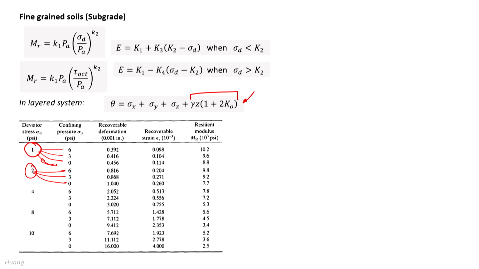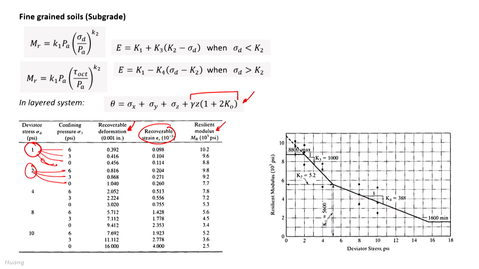Here also we do the same thing, we see the changes in dimension of the sample, and we can calculate the recoverable deformation. And how is the machine calculating this? We have strain gauges and LVDTs installed, which continuously monitor how the change in the dimension of the sample is taking place, and accordingly we can calculate the recoverable strain and so the resilient modulus.